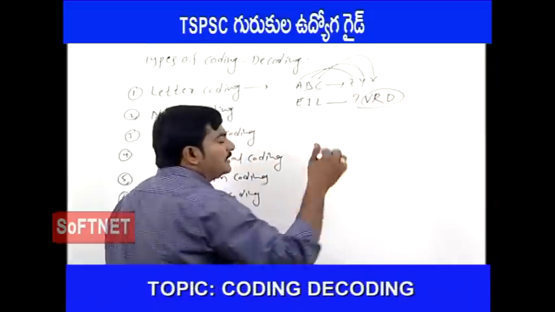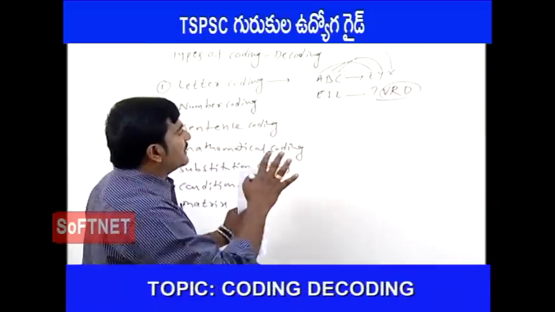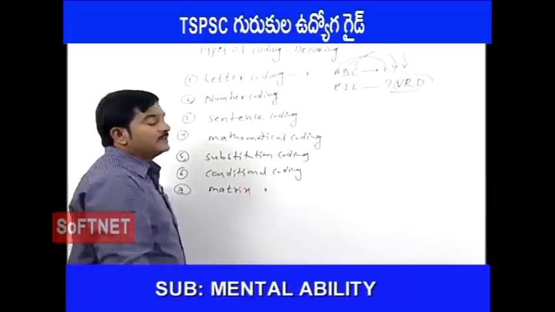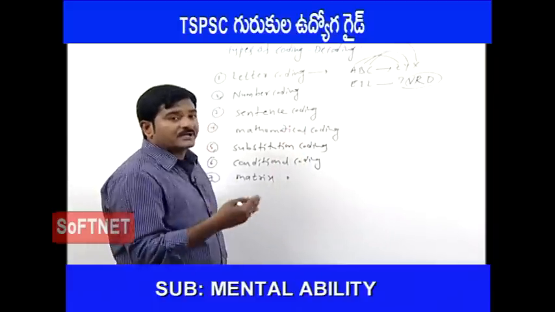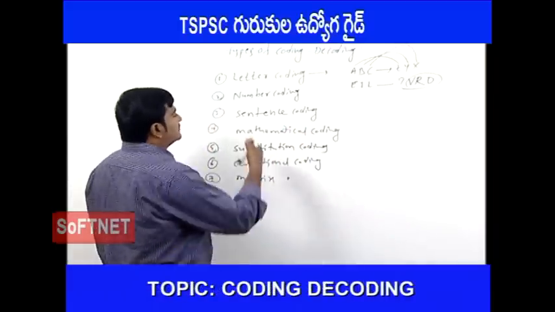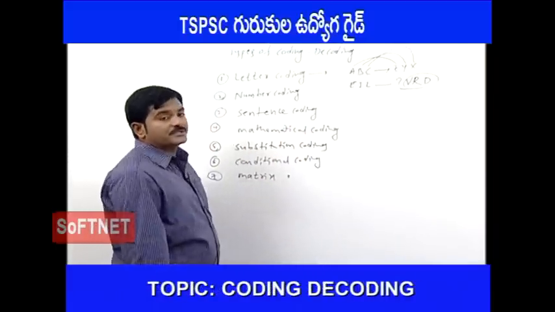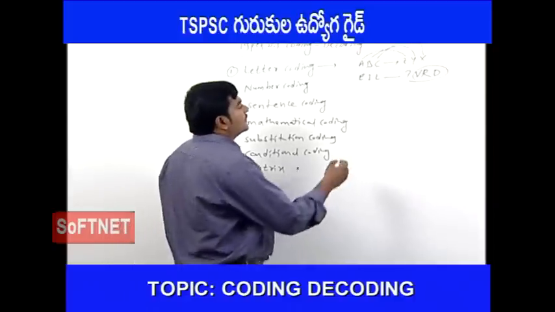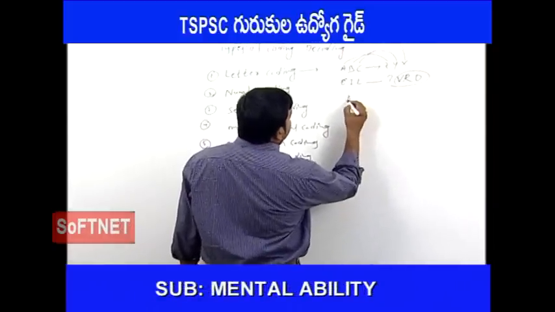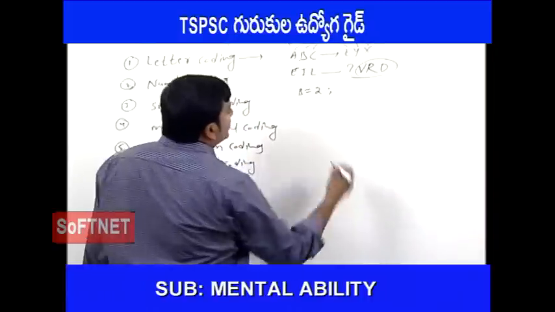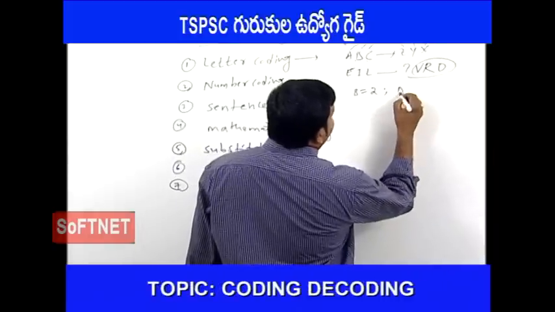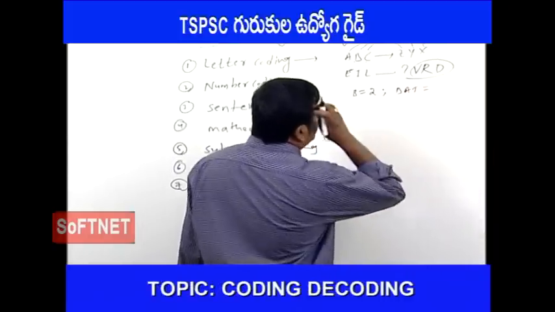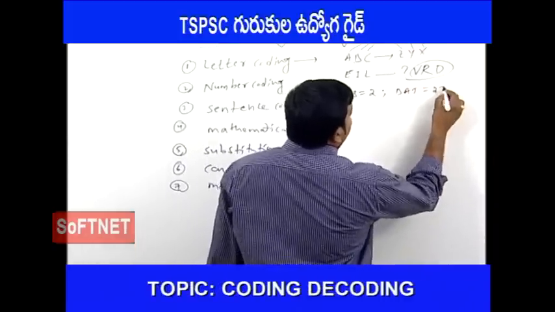We will discuss in detail how this came. Just simply remember that this is the example for letter coding. How we obtain the solution, we can discuss very soon. Similarly, number coding. For example, in a certain code language, B is equal to 2. Similarly, in that same language, BAT is equal to 23.